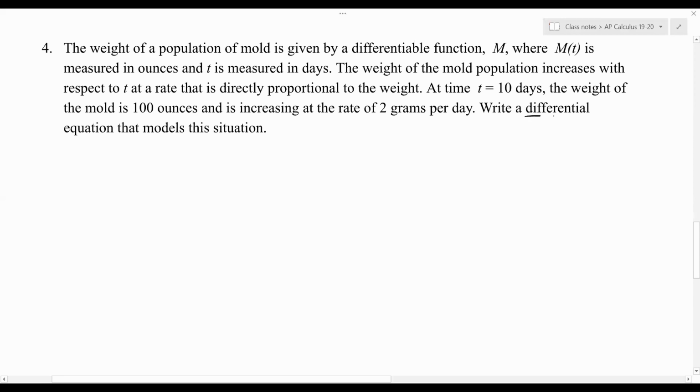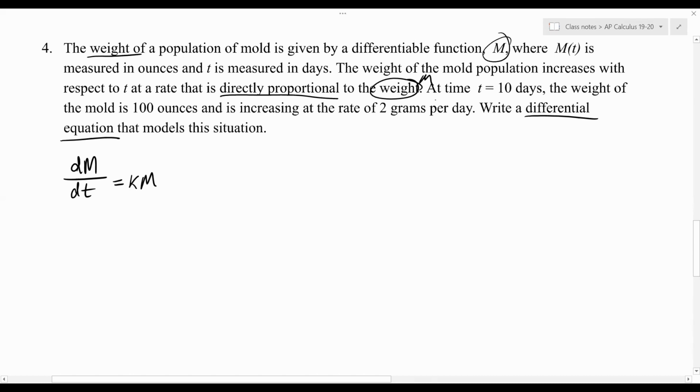Well, we need to write a differential equation. So we have d, and we're talking about m with respect to time, equals. It says it is directly proportional to the weight. The weight, we said, was m. So this will equal some constant k times m. Now we need to find what this k is.